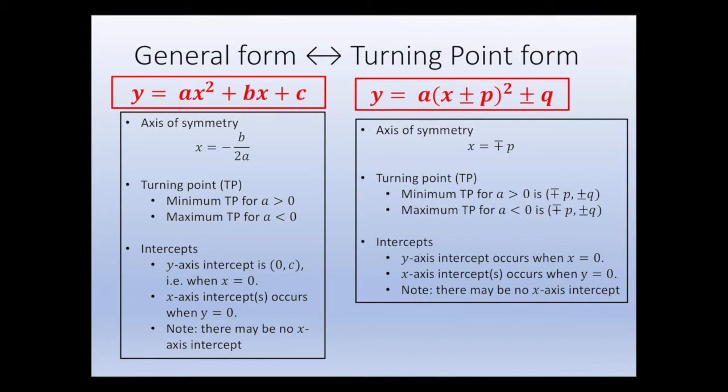So, when we've got the turning point form, you can work out the axis of symmetry. If it is x plus p, the axis of symmetry is x equals minus p. When you've got x minus p, the axis of symmetry is x equals plus p. And you can work out the turning point.